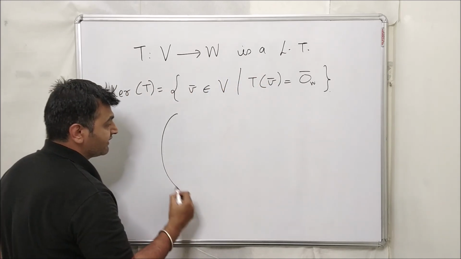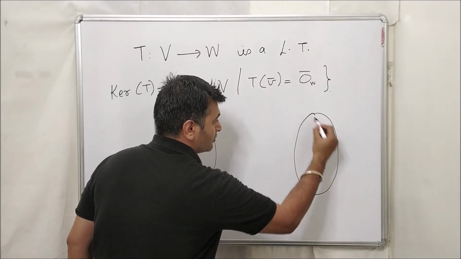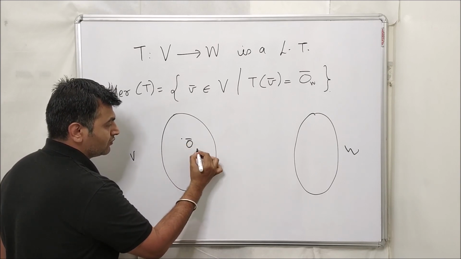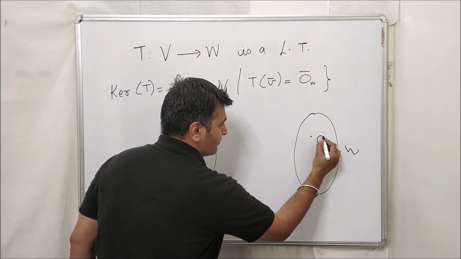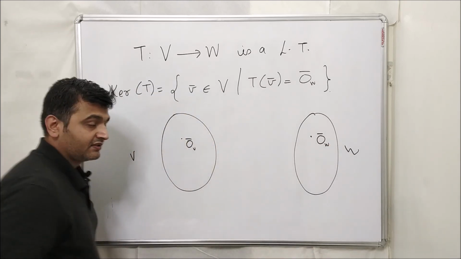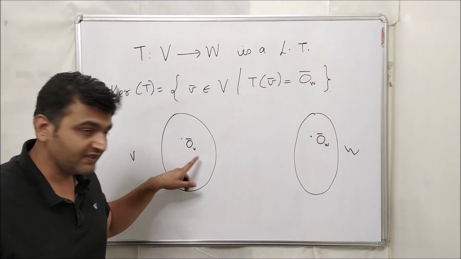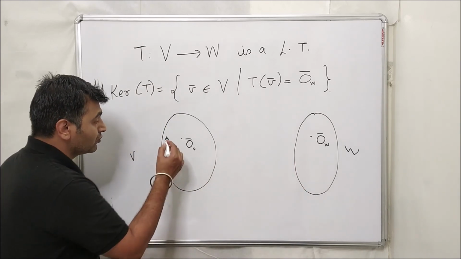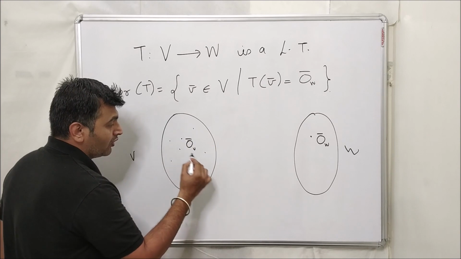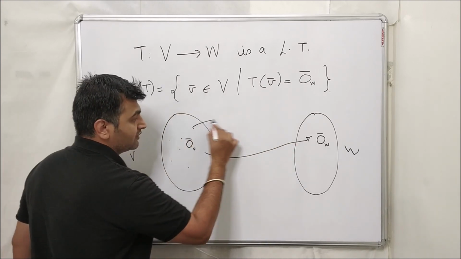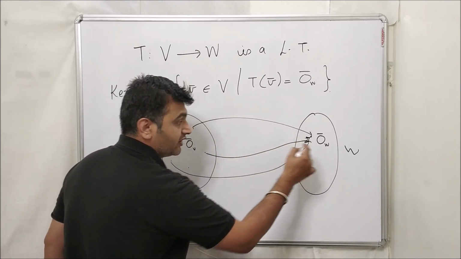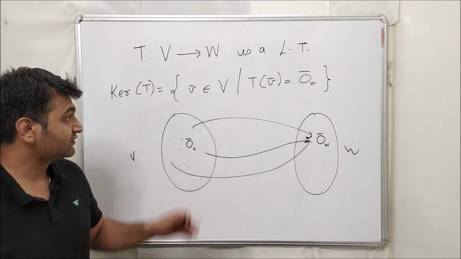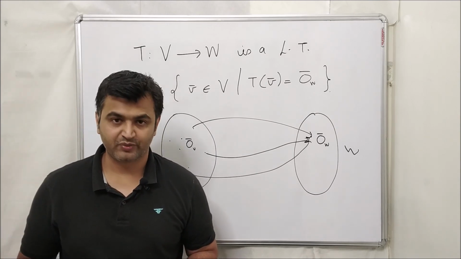Now see, both are vector spaces. Your V and W both are vector spaces, so definitely both will have the additive identity. So instead of writing 0 bar and 0 bar, to avoid confusion, this is the 0 of the V vector space and this is the 0 bar of the W vector space. So you look for those elements over here whose image is nothing but the 0 vector in W. That collection whose image is 0 is called the kernel of a linear transformation.